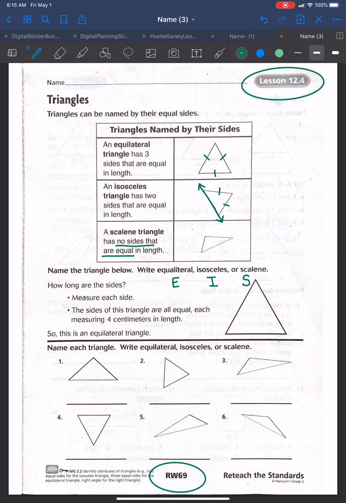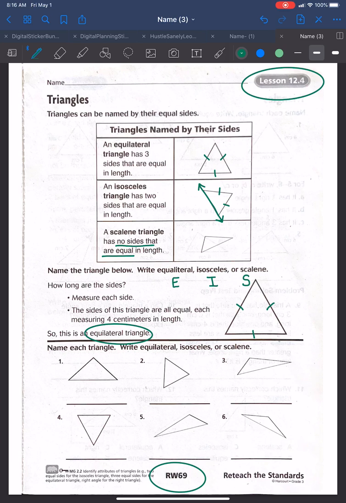All right, so how long are the sides? We would measure each side. The sides of this triangle are all equal. Therefore, we can decide that with all sides being equal, that this particular triangle is an equilateral triangle. Let's do some other triangles together.